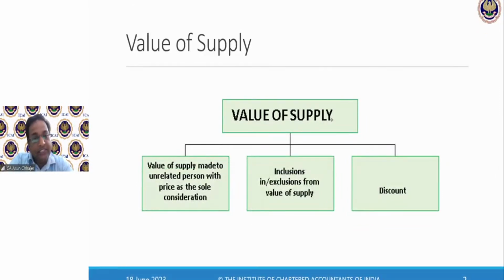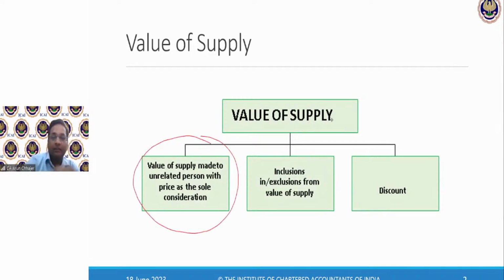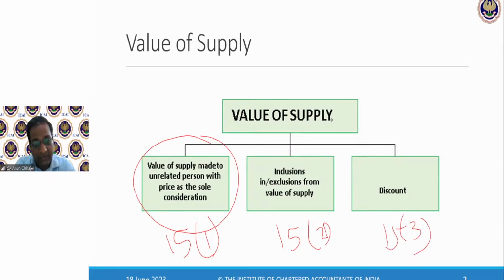Now the topic is value of supply. In this topic, we are going to discuss 3 major concepts or 3 important points. First, what is the value of the supply? What is the concept of the value of supply? It is written in section 15 subsection 1. It is given in section 15 subsection 2. And it is given in section 15 subsection 3. These are the main 3 important points.